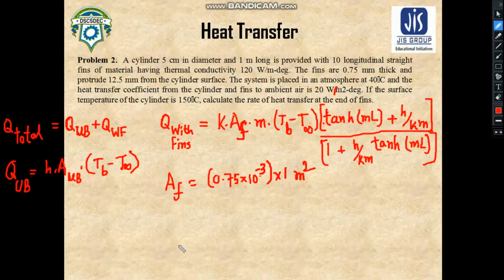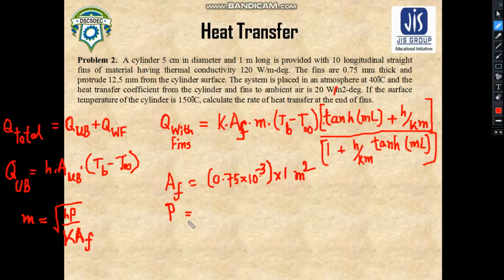Now let us find this m. What is this m? If you remember, m is a constant which we have taken arbitrarily. It refers to the square root of hP by kA_f. We have h as 20 watt per meter square degree. We have k as 120 watt per meter degree. We have the area of the fin as 0.75 times 10 to the power minus 3, but we don't have the perimeter. So how can we calculate the perimeter?